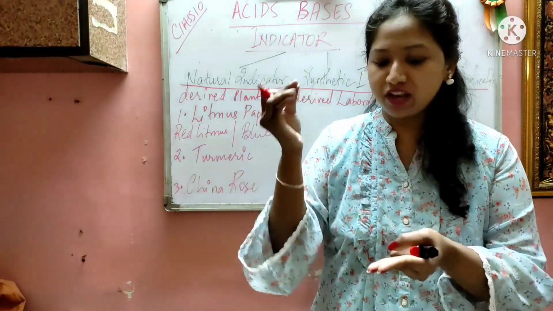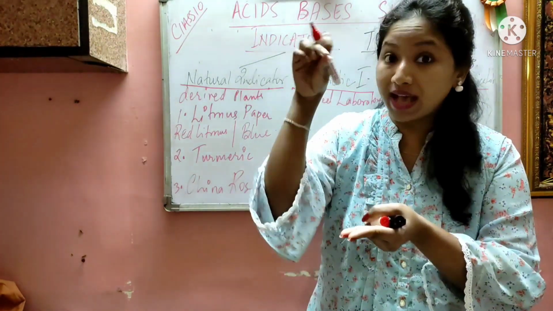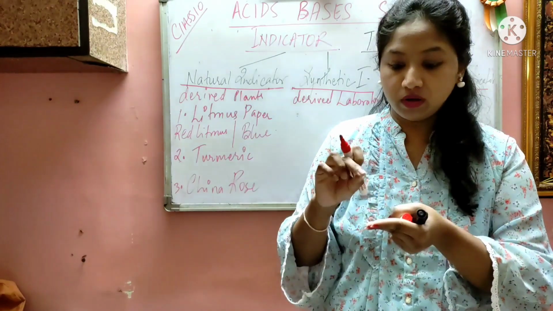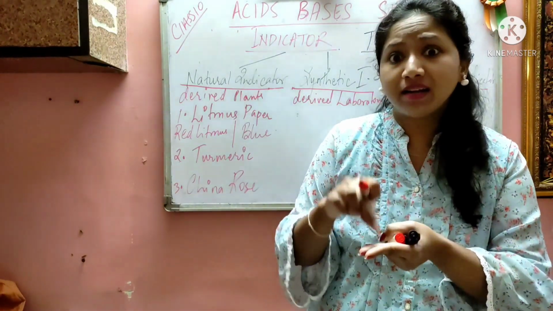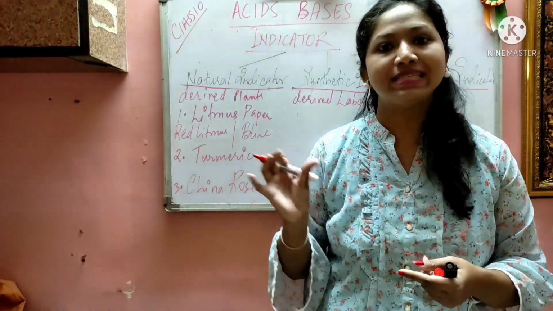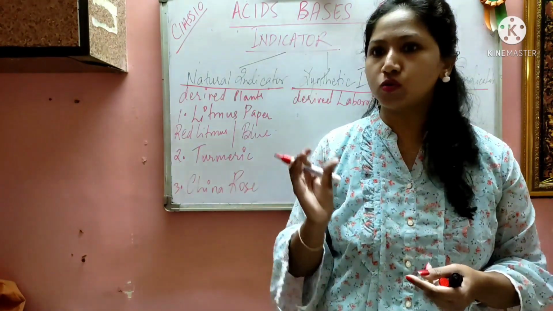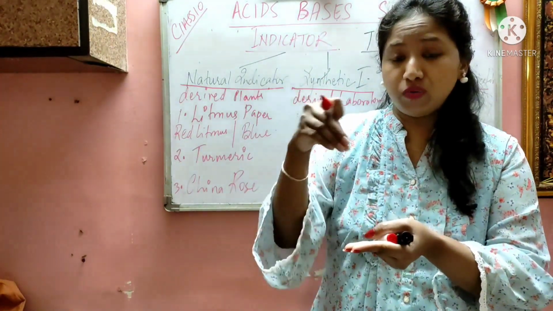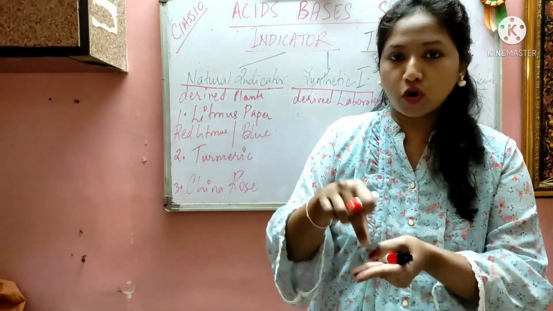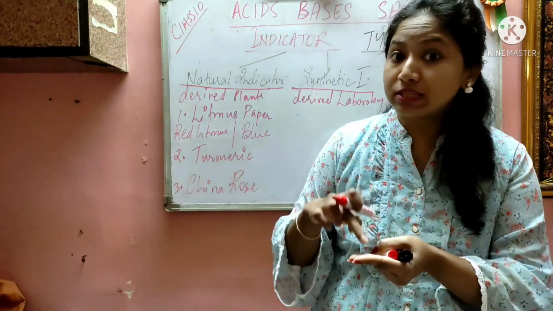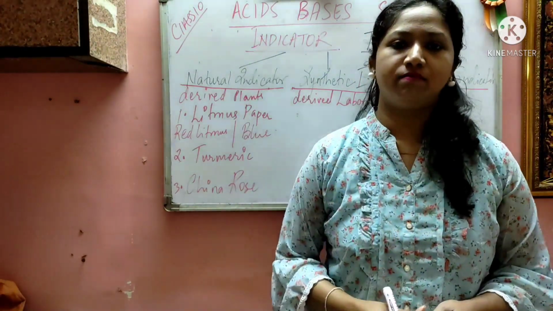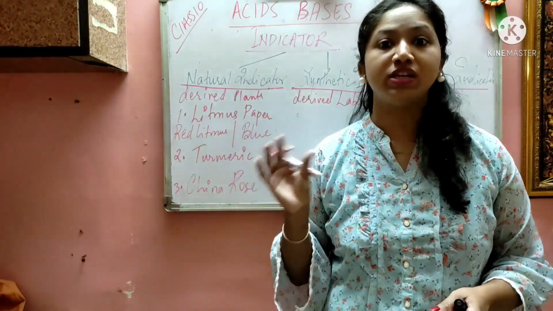Soap is a base, and turmeric is an indicator. If you add a drop of soap solution onto that turmeric paper, you can see that the spot will turn red in color, indicating that the solution is a base.